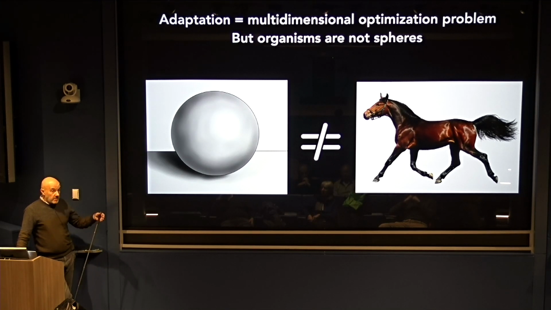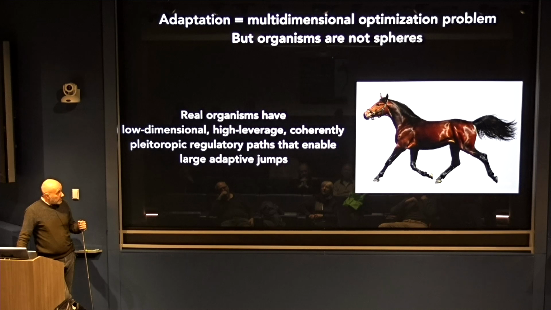But also, they're wired in a very sensible way, and they can build themselves. And there's development, and there's regulation. And both of those parts allow adaptation to use the systems that are already coherently pleiotropic, and not just randomly throwing vectors in this entirely symmetrical space the way theoretical biologists have been thinking about it. So that's what I want to say: real organisms have low-dimensional, high-leverage, coherently pleiotropic regulatory paths that enable large adaptive jumps. And that's what we see in cancer, and in these very rapid adaptations to changing environments.